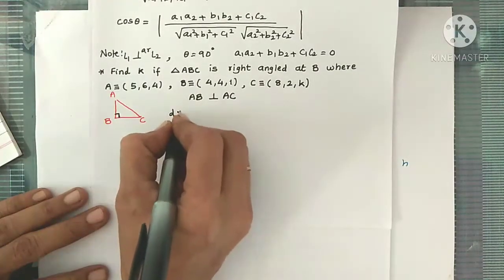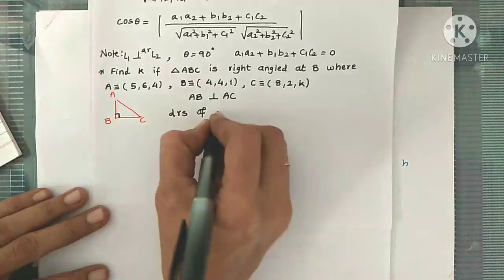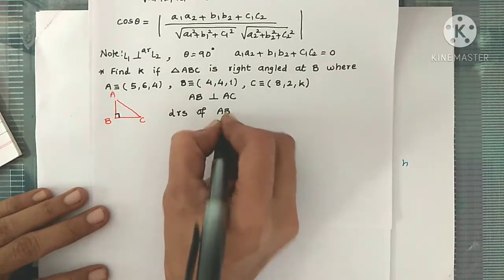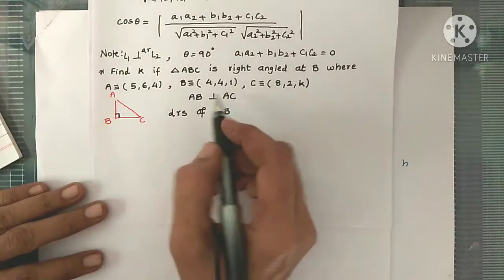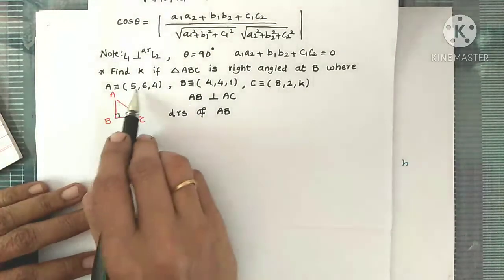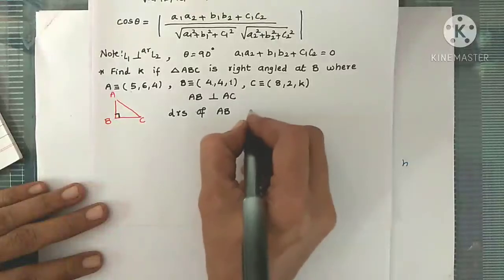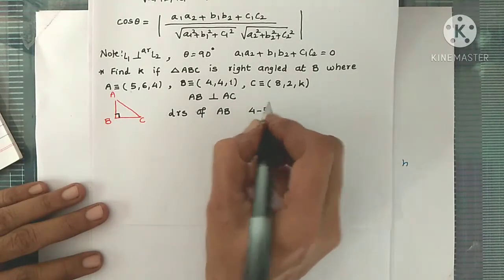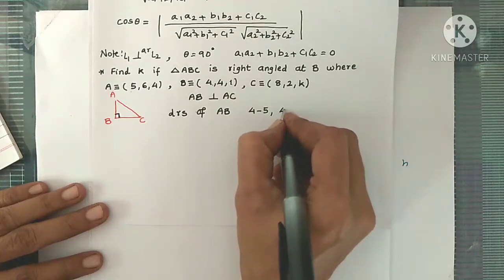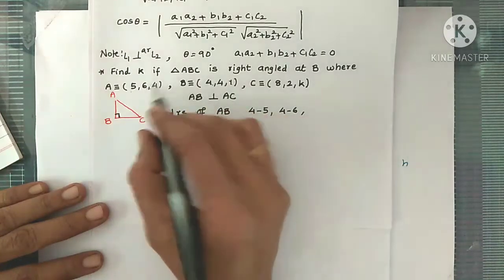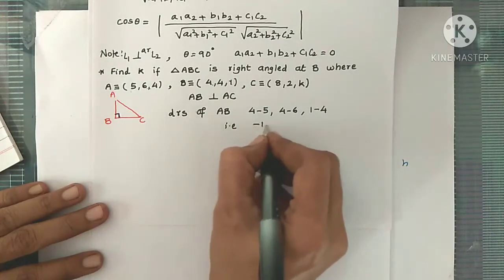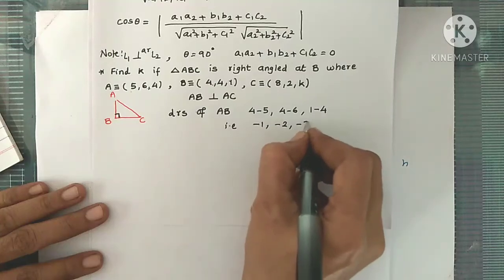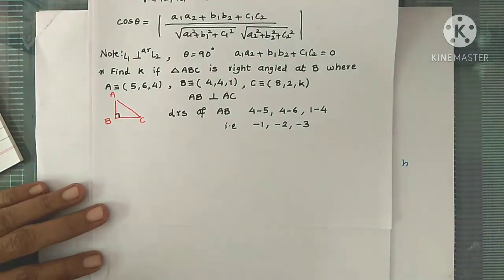So first of all, let's find the direction ratios of AB. How to find direction ratios of AB? Just like B bar minus A bar. That means we have to subtract the coordinates of A from the coordinates of B respectively. B given is 4, 4, 1, A is 5, 6, 4. So 4 minus 5, then the difference of Y coordinates 4 minus 6, and 1 minus 4. Simplifying, we get minus 1, minus 2, minus 3.